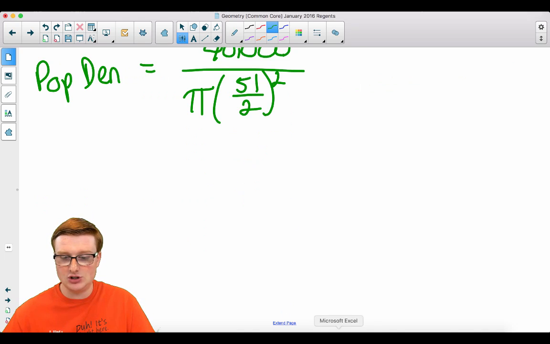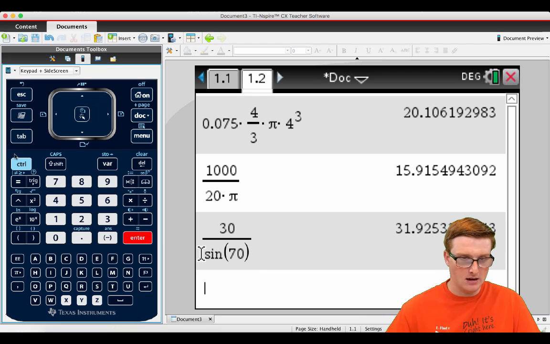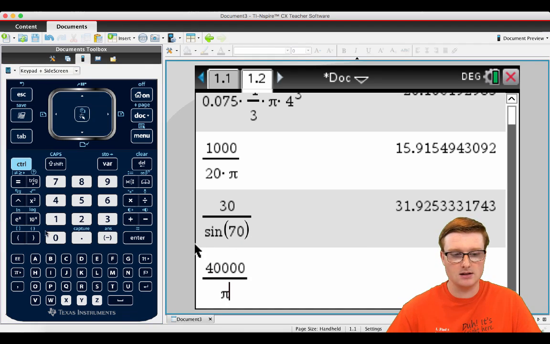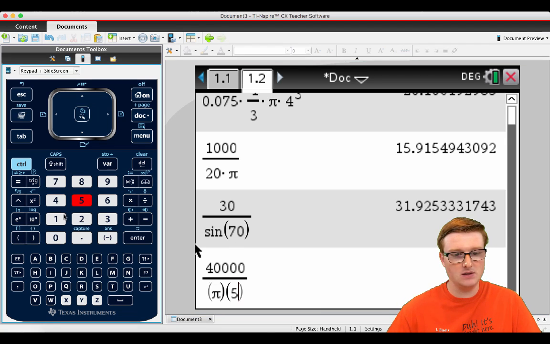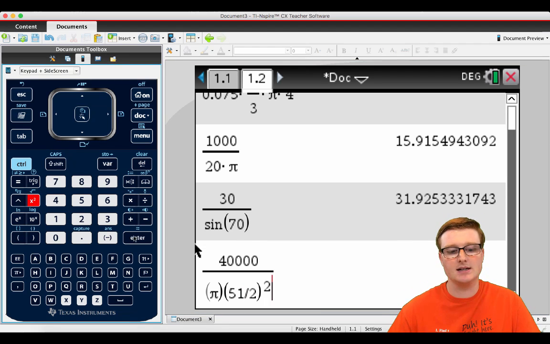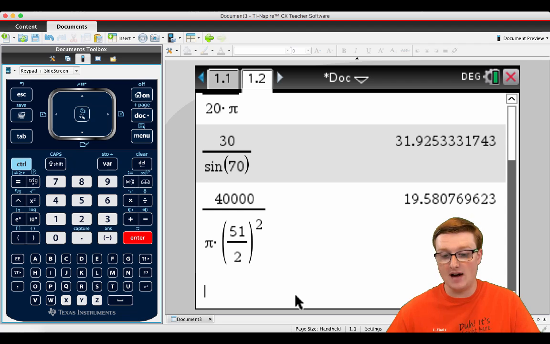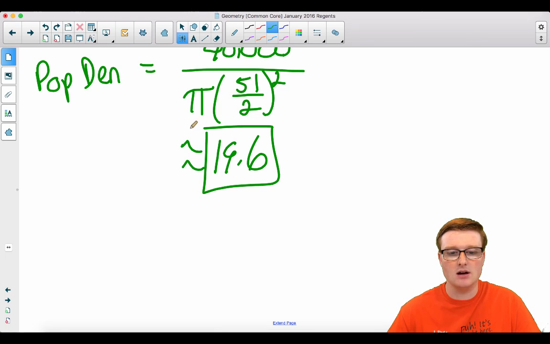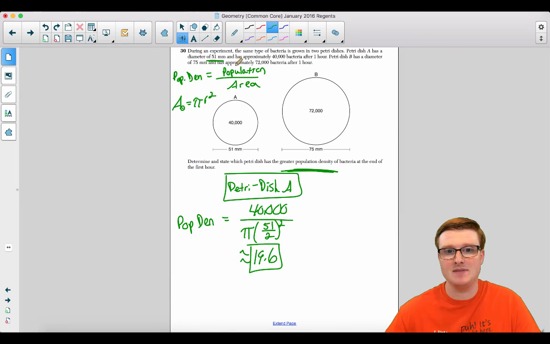And when you type that into your calculator, let's see what we get. Control division 40,000 divided by pi times 51 halves squared. That's equal to 19.58. So that's approximately 19.6. Approximately 19.6 for the population density. Now we have to figure out, well, what is Petri dish B? So let's do that right now.